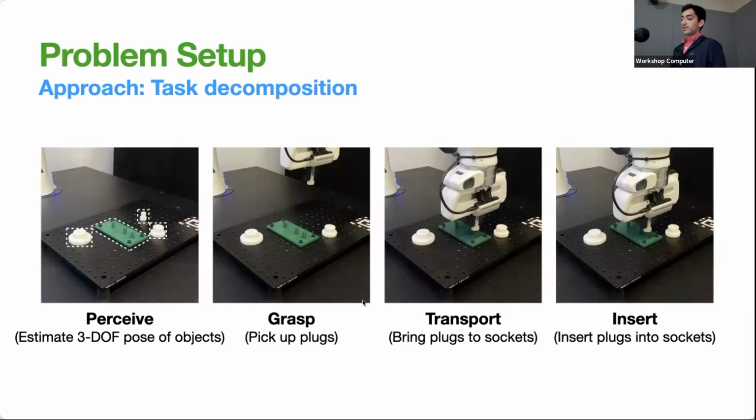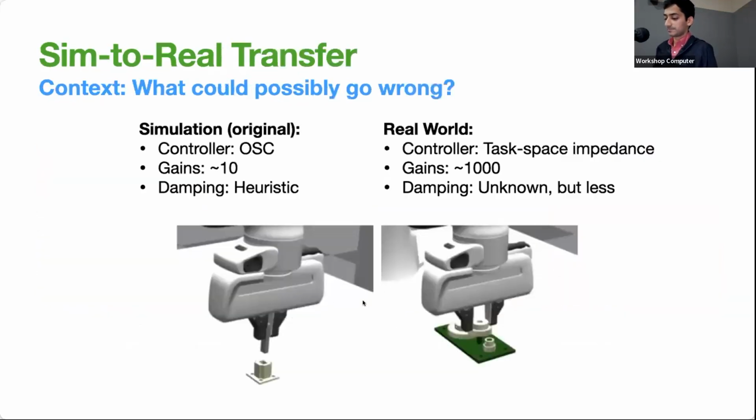For perception, we trained an object detection model based on Mask RCNN, and for grasp, transport, and insert, we trained RL policies using PPO. And that was the insertion phase. We first aimed to solve these problems in simulation and then transfer learned policies to the real world. Needless to say, this didn't work right out of the box.